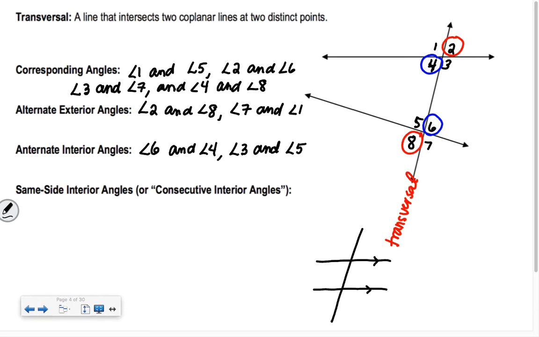All right, and the last one is same side interior angles, or you might see them called consecutive interior angles. I think when I was in school, they were always called same side interior, but now textbooks are tending to call them consecutive interior. Really, consecutive kind of leads into parallelograms, which we're going to talk about in a little while. Okay, so what's going to be on the same side and inside of the parallel lines? Angle 4 and what else is on the inside and on the same side as angle 4? 5. And angle 3 and 6. Okay.